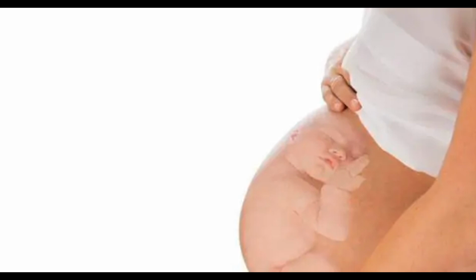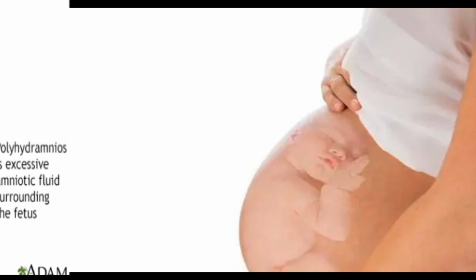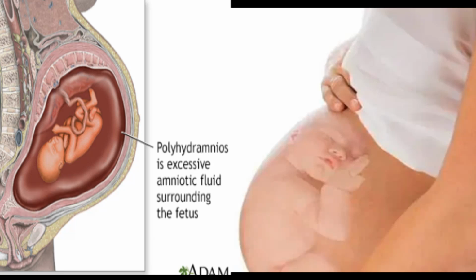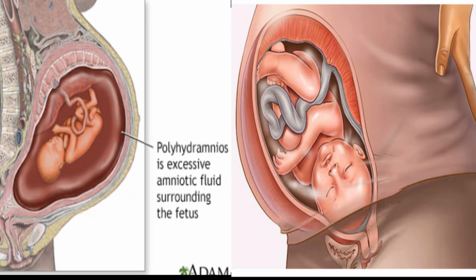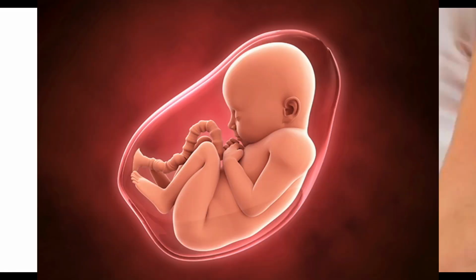Uterine anomalies like septate and fibroid uterus. Polyhydramnios, that is increased amniotic fluid levels. Oligohydramnios, that is decreased amniotic fluid levels. Amniotic fluid is a protective liquid which surrounds the fetus. It gives the cushioning effect to the growing fetus and also serves to facilitate the exchange of nutrients and other biochemical products between mother and the fetus.